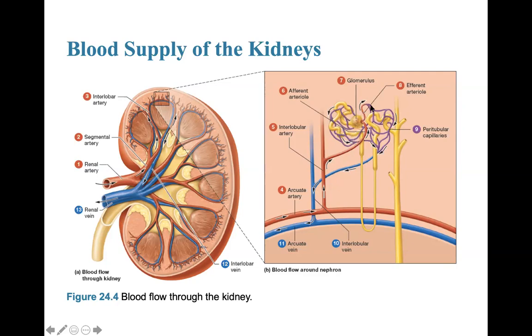Then you go out through the efferent arteriole, and then the efferent arteriole will feed into the peritubular capillaries, where you'll go back in through the arcuate vein, interlobular vein, and then back into the renal vein, which will feed back into the vena cava.